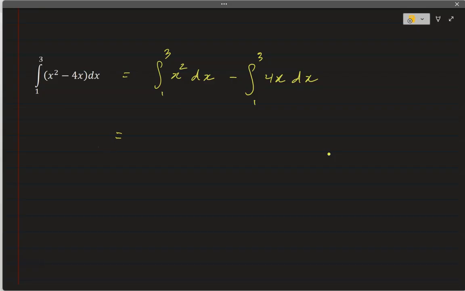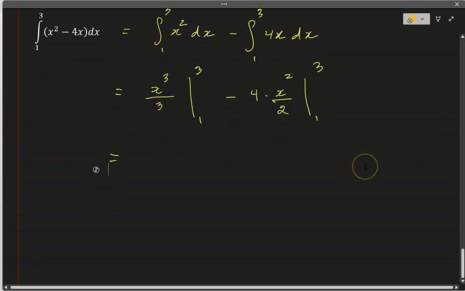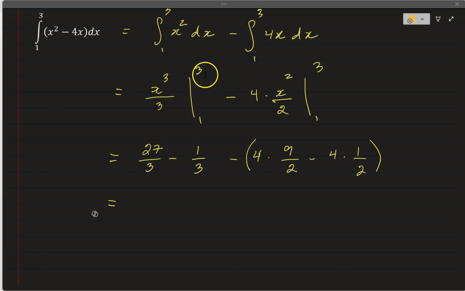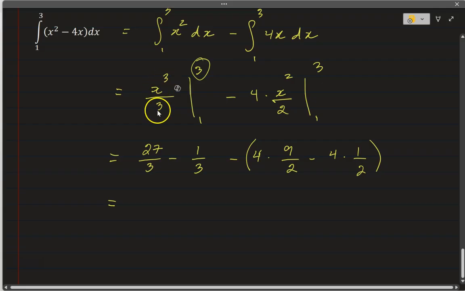This will become x cubed divided by 3, and you evaluate that between 1 and 3, minus, and this one will be 4 times x squared divided by 2, and you want to evaluate that between 1 and 3. Okay, let's do that and then come back. In the first part, you plug in 3 for the upper bound. First, you get 3 cubed divided by 3 minus 1/3. 1 cubed is 1 divided by 3, and minus.